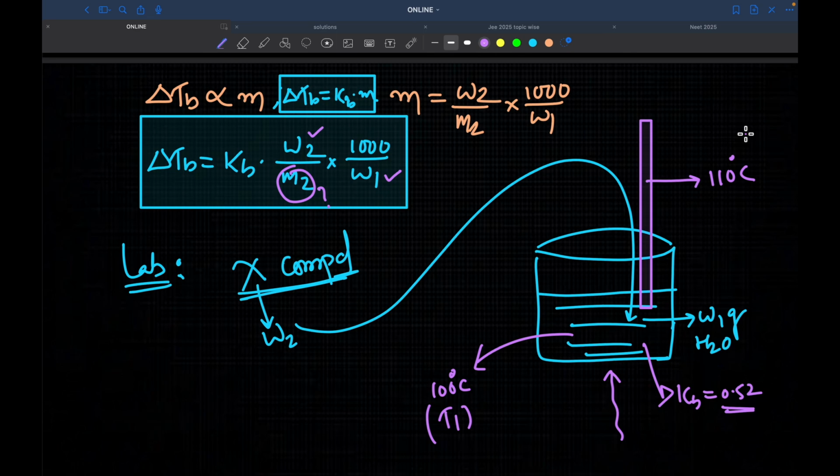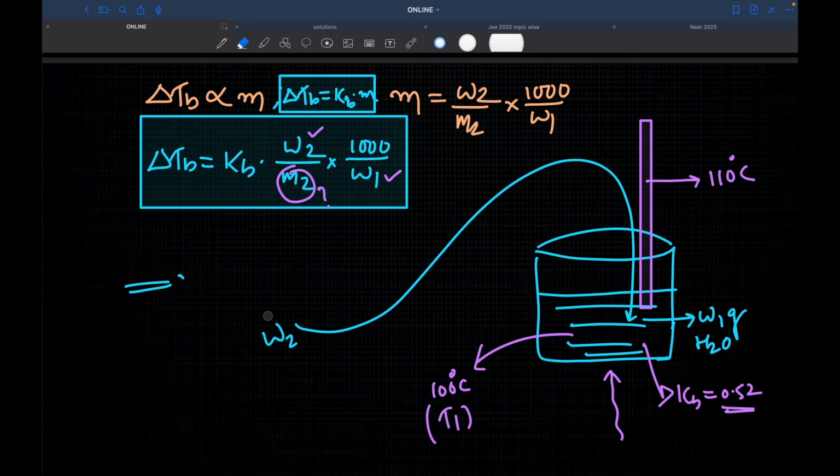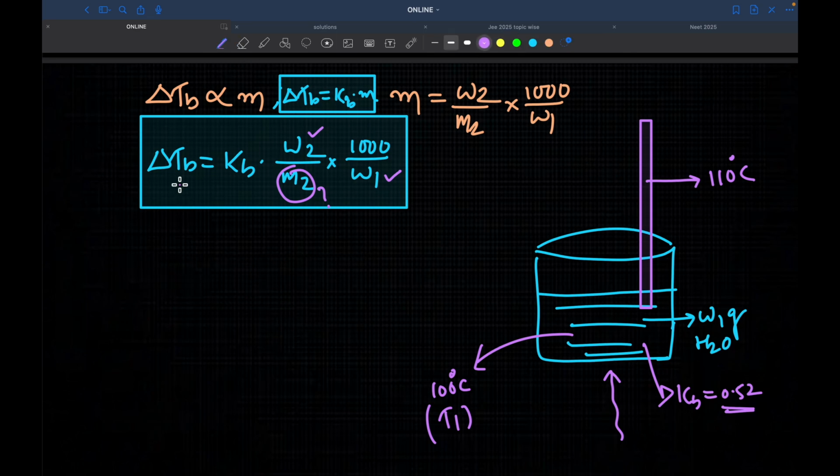Now we shall plug in these values in this formula. So what is my elevation? 110 minus 100 equals Kb, which is how much? 0.52 into W2. Let's take 1 gram of X for ease of calculation. 1 gram of W2 I have taken.